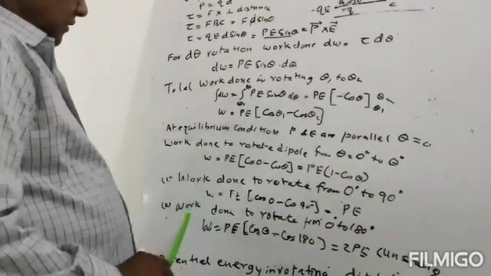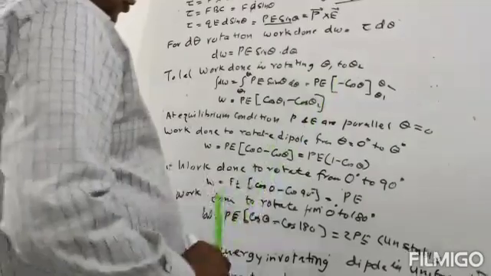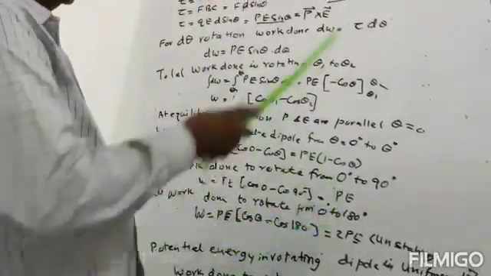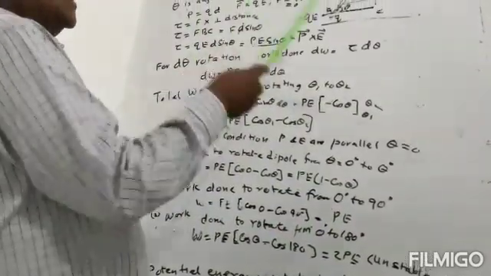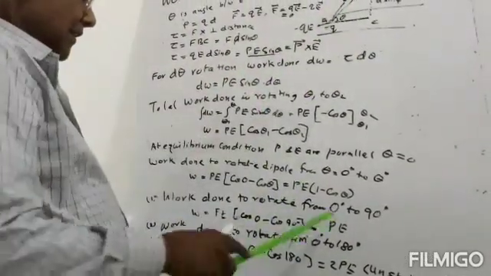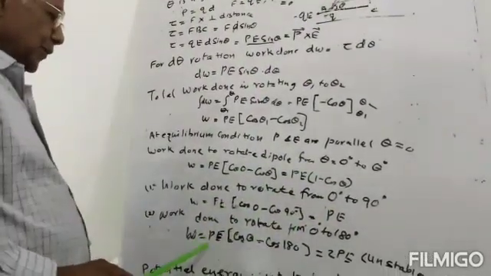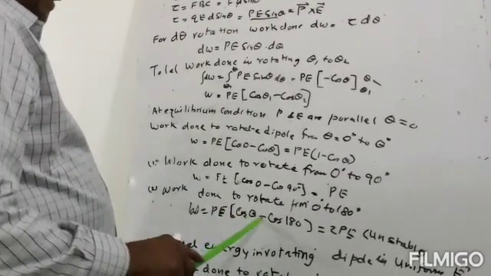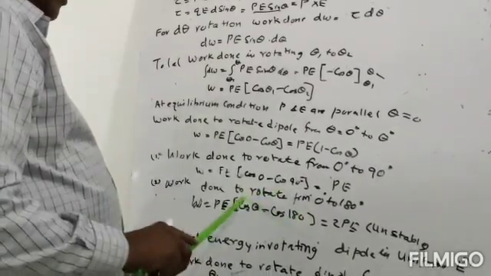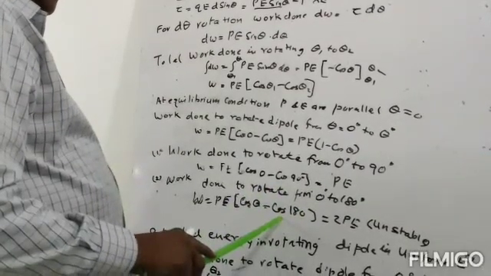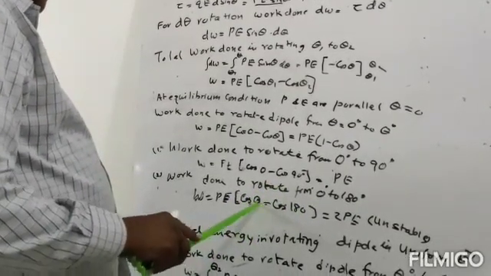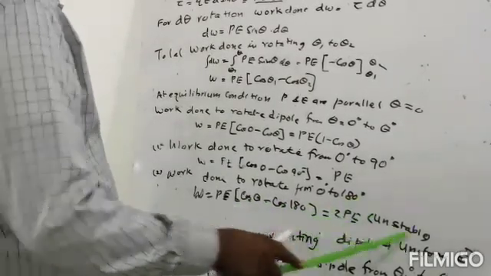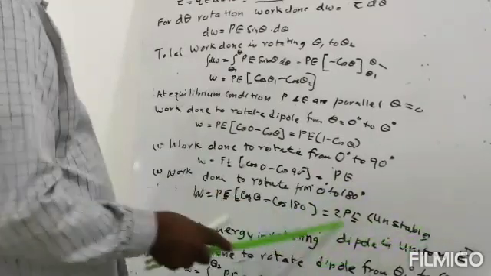Now the work done to rotate the dipole from the equilibrium position to the anti-parallel direction, which means theta is equal to 180. Then the work done will be equal to P E (cos 0 minus cos 180). Cos 0 is 1 and cos 180 is minus 1, so minus and minus make plus, giving 2. So it will be 2 P E. So this condition is an unstable condition.